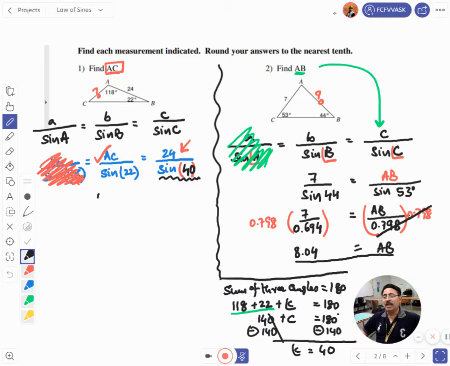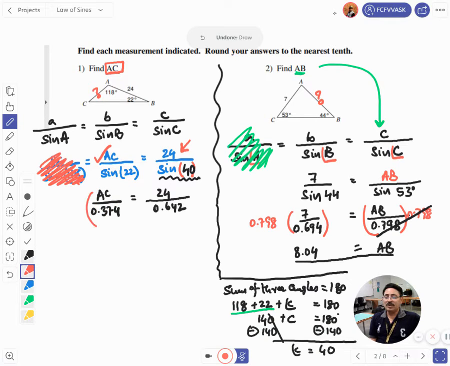Okay. Now, AC over sine 22. I'm using my calculator again. You may make use of Desmos online calculator. So, sine 22, 0.374, equals to 24 over sine 40. So sine 40, that's giving me 0.642. You know how to isolate AC.